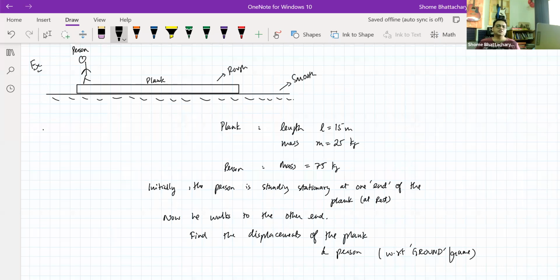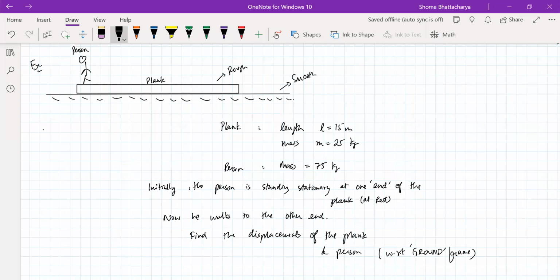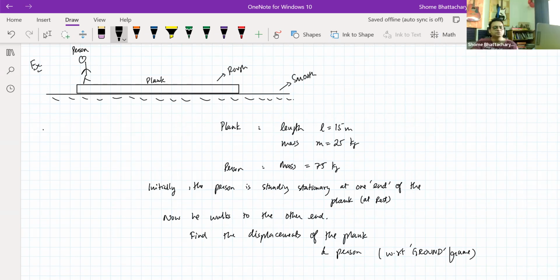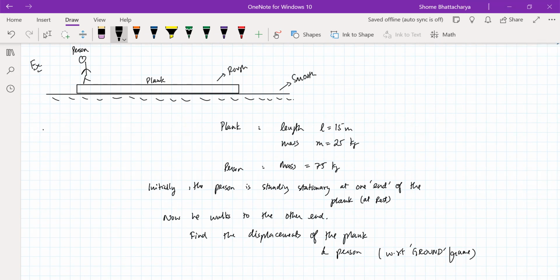And before the system started this change, that is, before the person started walking, what was the state of the system? It was at rest. So the center of mass's velocity was 0. So now even when he starts moving forward, the plank will be slipping backwards in such a way that the center of mass remains stationary. So not only is momentum conserved, actually the system's center of mass remains fixed at one position. Understood, no? Okay, so now work this out.